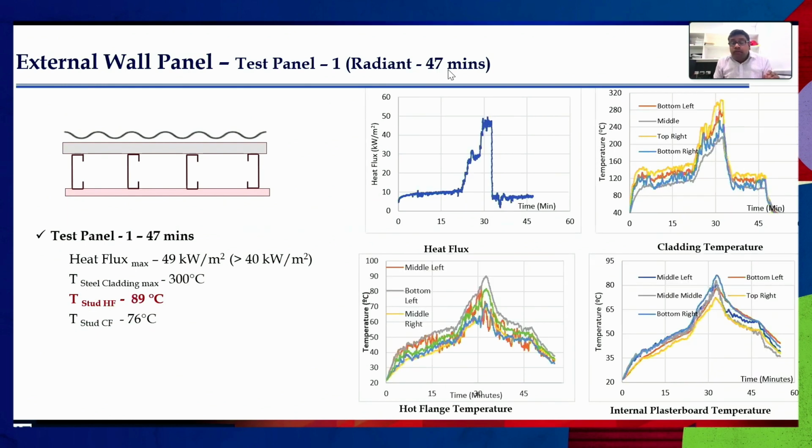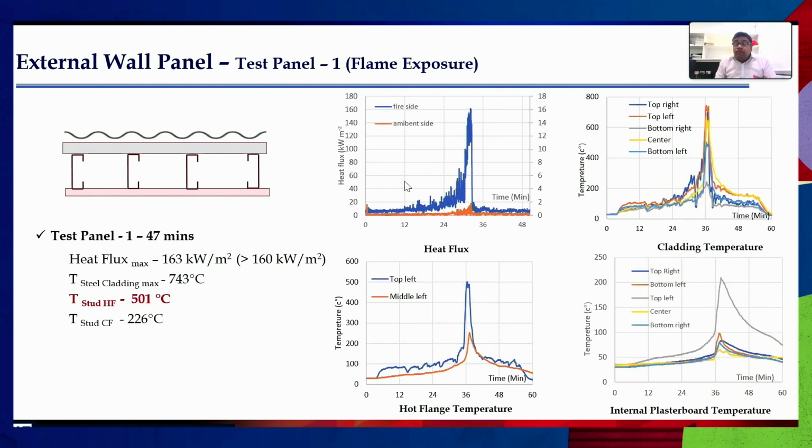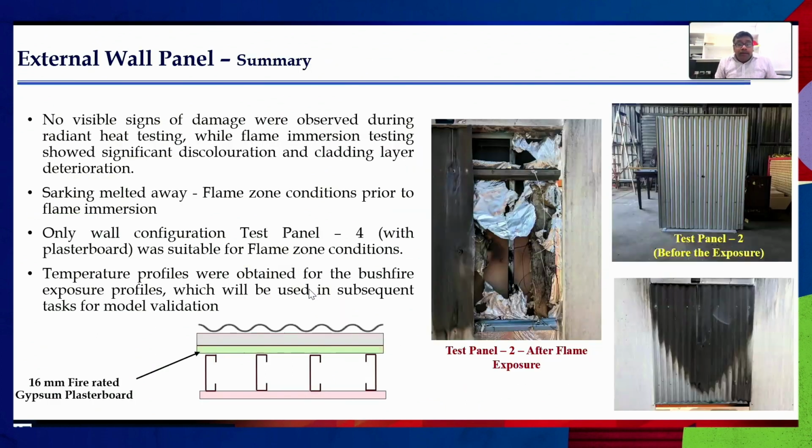And then the next one, the 47 minutes BAL 40 conditions again, the steel stud temperature was only about 89 degrees and the cladding was only 300 degrees Celsius, right? And then when you look at the flame zone exposure test, where we had the 47 minutes and the flame hit the test specimen, we had cladding temperatures of 740 odd and the heat flux was about 163. So that is much higher than the normal BAL 40 curve. So that's 40. This is 160 kilowatts per square meter. And the steel temperatures were around 500 degrees Celsius, right?